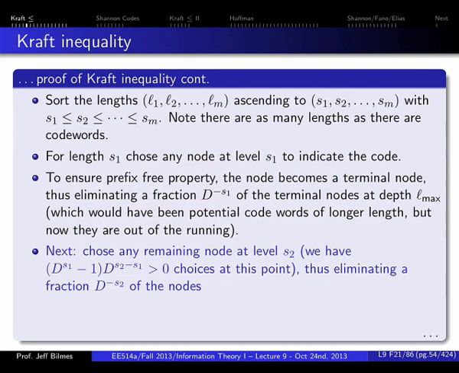So then this is the choice of the first set of levels, and then S2 is a little bit bigger, and so there's going to be this many additional possibilities times this. This is just combinatorics. And we know it's greater than 0. So we have that many choices, and thus we eliminate an additional, separate fraction, d to the negative s2. And so the total fraction of potential code words we eliminated is d to the negative s1 plus d to the negative s2.